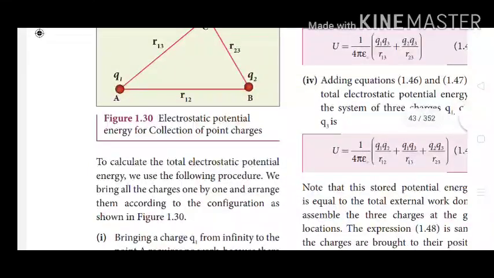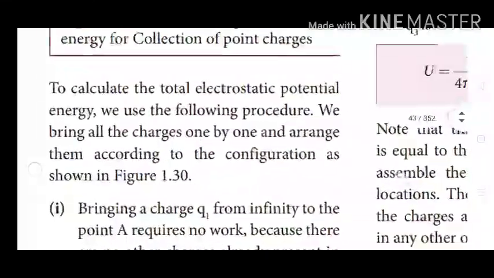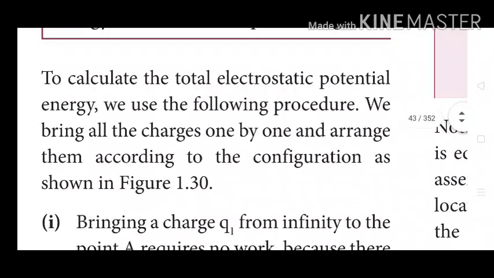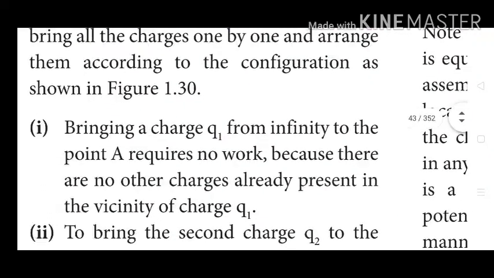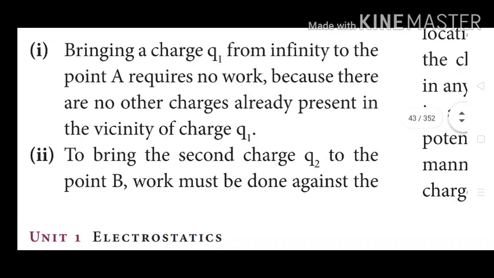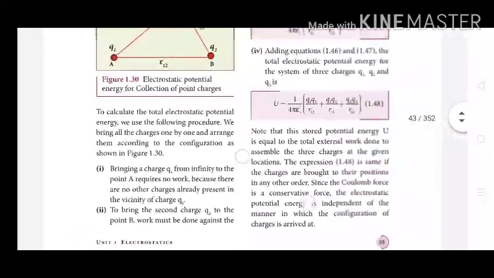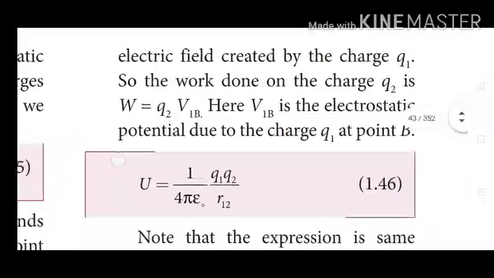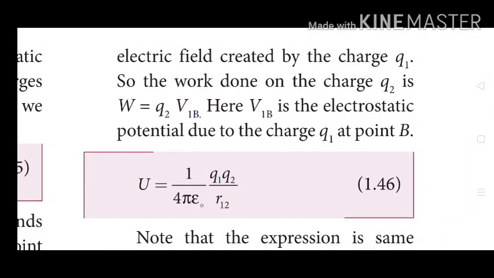So to calculate the total electrostatic potential energy, we use the following procedure. What is the procedure? We bring all the charges one by one and arrange them according to the configuration. First point, bringing a charge Q1 from infinity to the point A requires no work because there is no charge already present in the vicinity of charge Q1. And Q2, that Q1 creates an electric field. So the work done on the charge Q2 is W equal to Q2 V1B.